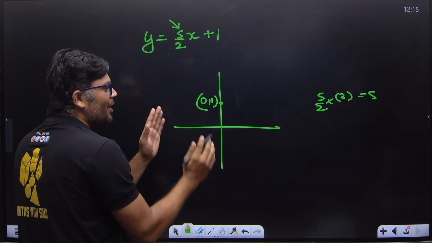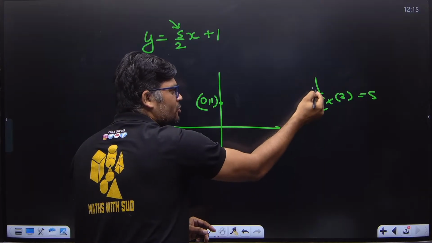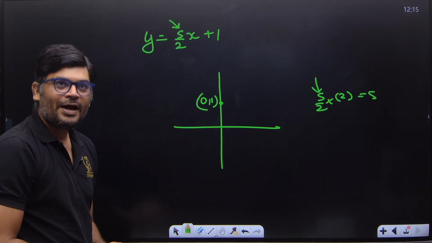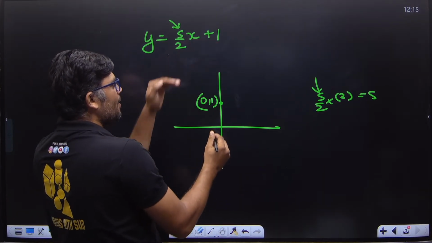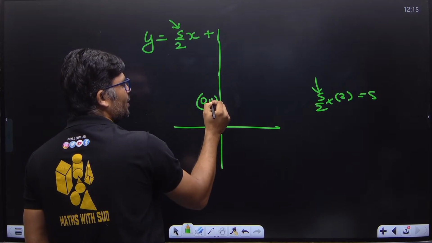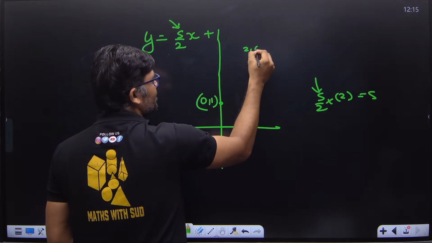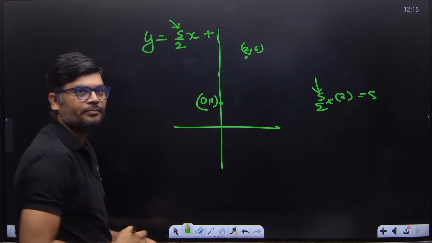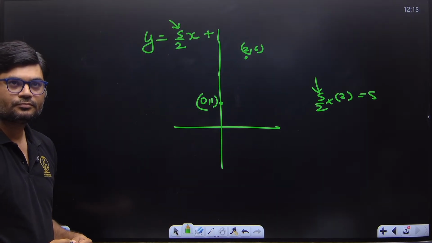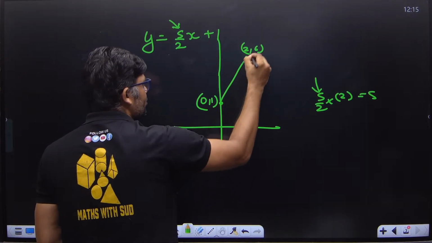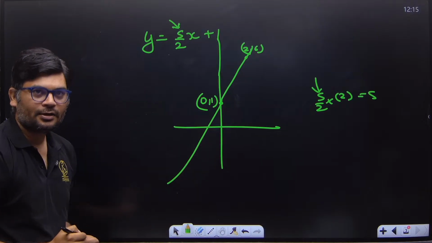So that means if I buy two things, how many dollars do I have to pay? $5. So I will go $5 up. When you go $5 up, you have paid 1, so 5 more will be 6. So 2 comma 6 is the other point. Are you getting it? Yes, sir. And then you can join these 2 points to form a line.